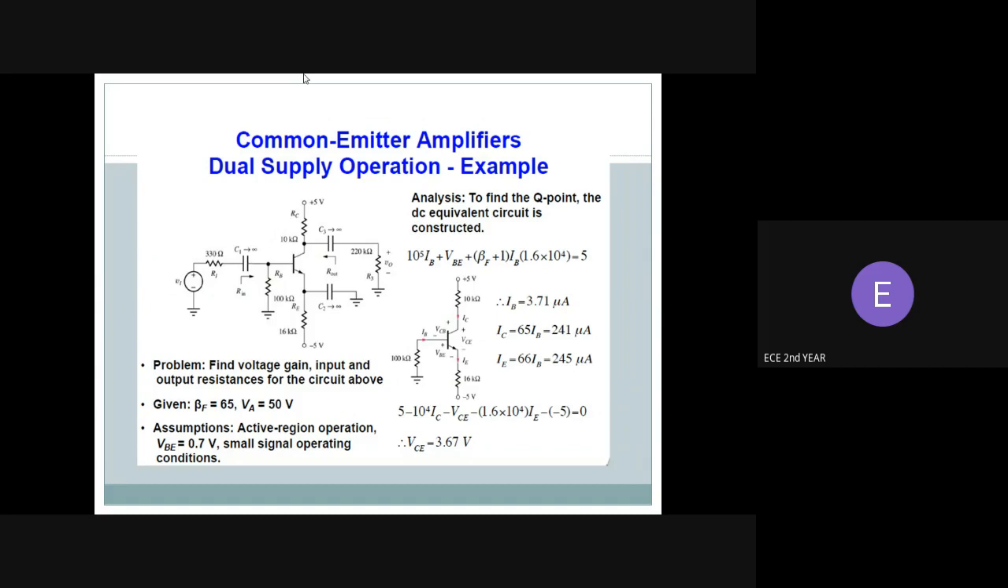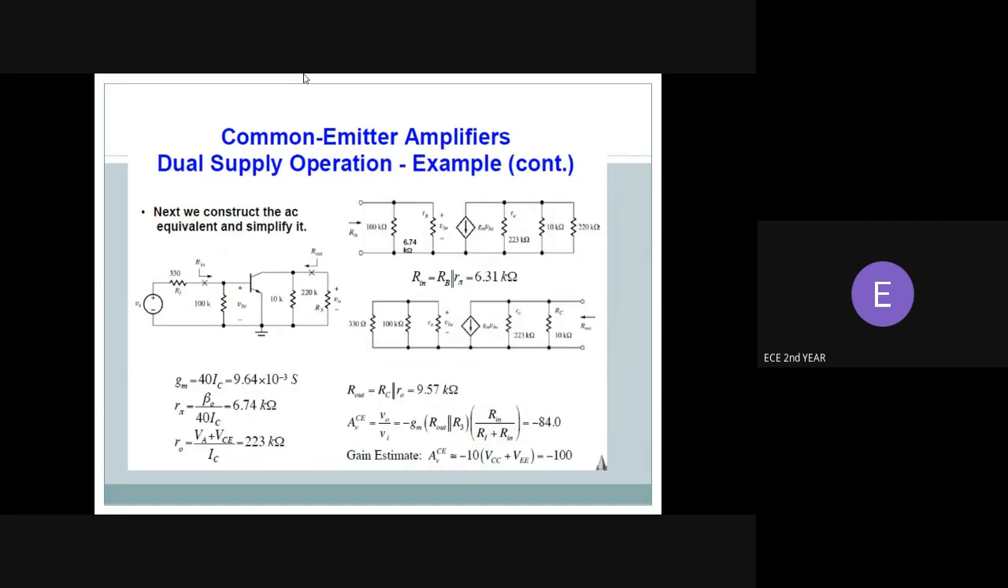Analysis. To find the Q point, the DC equivalent circuit is constructed. From this, we get 10 to the power 5 IB plus VBE plus (beta F plus 1) IB, which gives IB as 3.74 microamps. IC is equal to 65 IB, and IE is equal to 66 IB. Therefore, 5 minus 1.6 into 10 to the power 4 IE minus VCE is equated to 0, so VCE is equal to 3.67 volts.